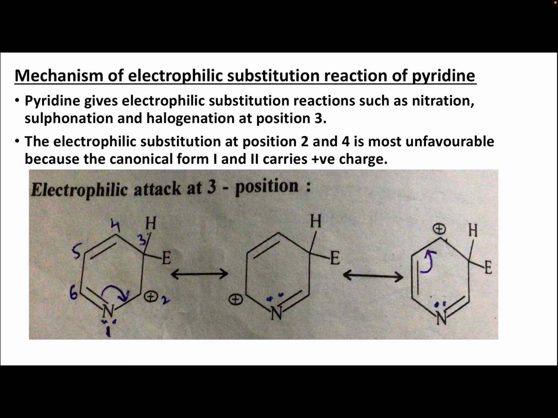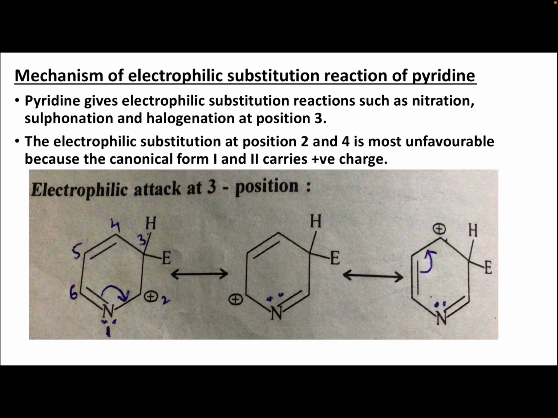Next, mechanism of electrophilic substitution reaction of pyridine. So pyridine gives electrophilic substitution reactions such as nitration, sulfonation and halogenation at position 3. So why we are getting it at position 3? We are seeing that electrophilic substitution at position 2 and 4 is most unfavorable because canonical forms 1 and 2 carry a positive charge. So in the next slide we will see how 2 and 4 electrophilic substitution takes place.